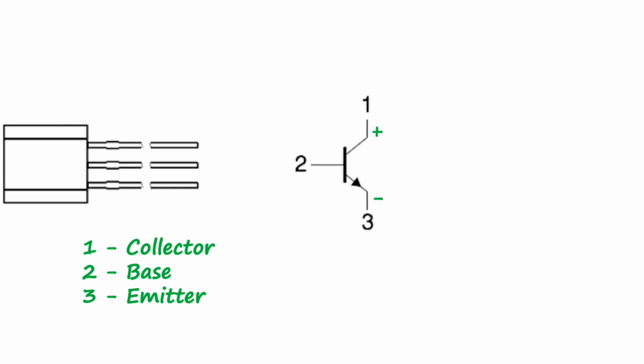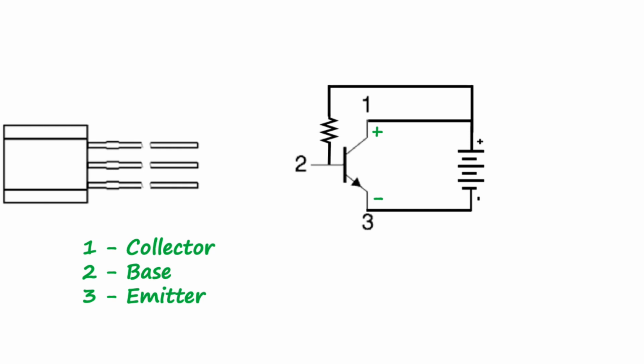Of course, switches don't have polarity, but transistors do. So when we say the positive side of the switch, we mean the side of the transistor that attaches to the positive side of the power supply. Lead 2, the base, is the input that controls the switch. To close the switch, we apply current at the base.